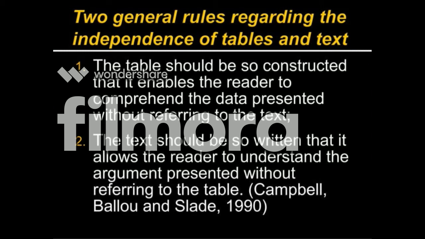So there are two general rules regarding the independence of tables and text. The table should be so constructed that it enables the reader to comprehend the data presented without referring to the text. However, the text should be so written that it allows the reader to understand the argument presented without referring to the table.